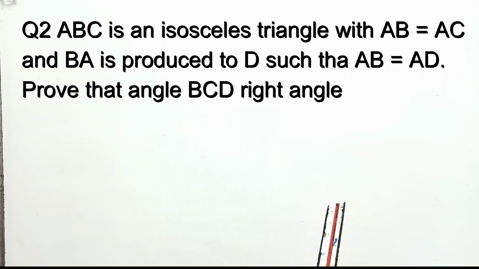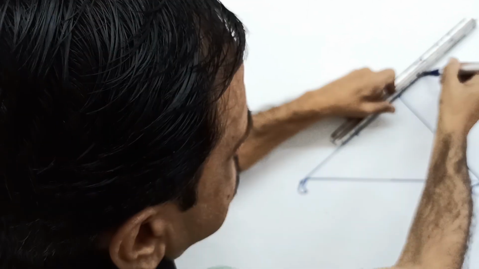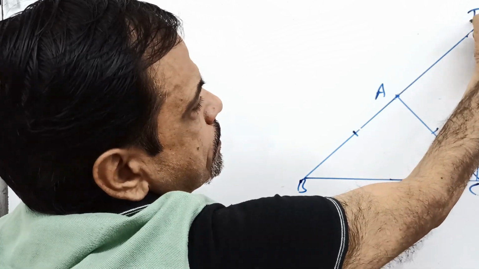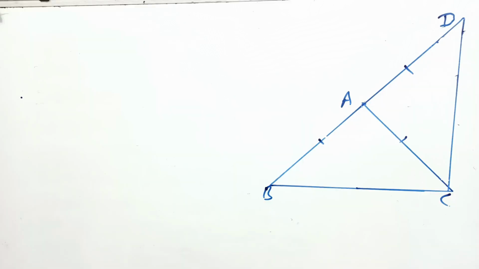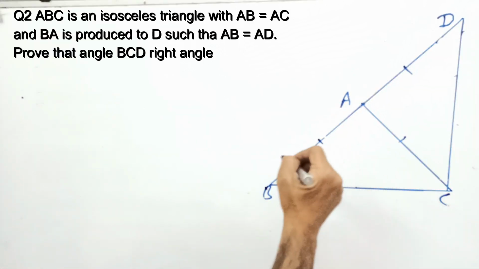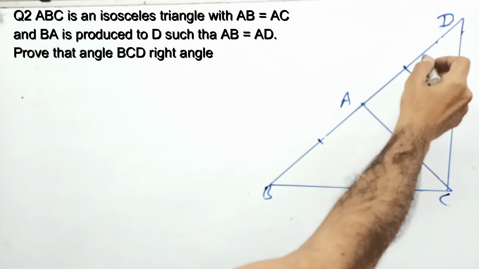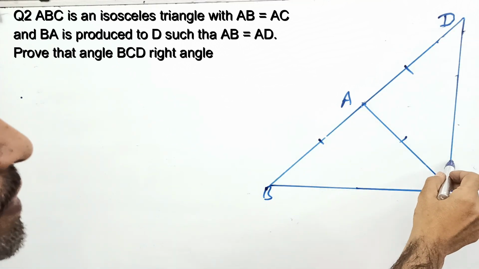Next question: ABC is an isosceles triangle with AB equal to AC. Side BA is produced to D such that AB equals AD. Prove that angle BCD is a right angle. So listen students, ABC is an isosceles triangle and BA is produced to D such that BA equals AD. We need to prove that angle BCD is a right angle.